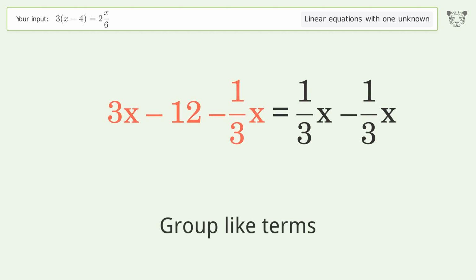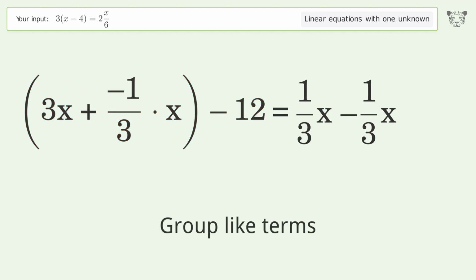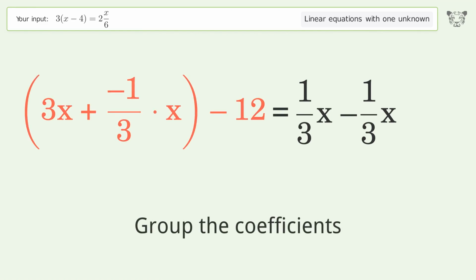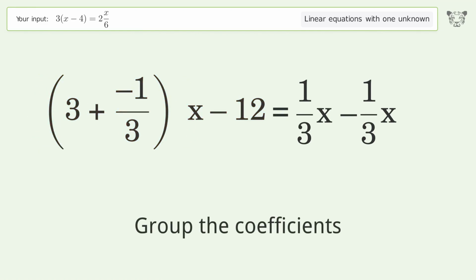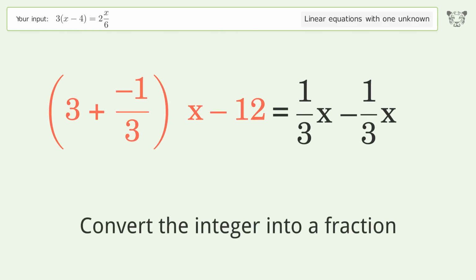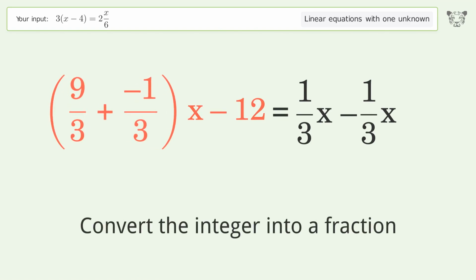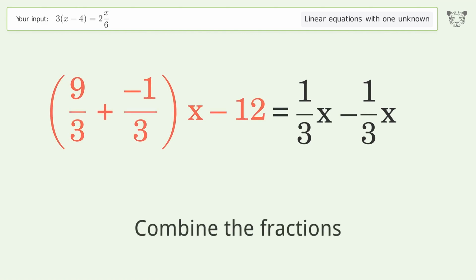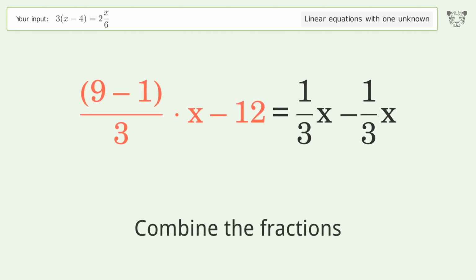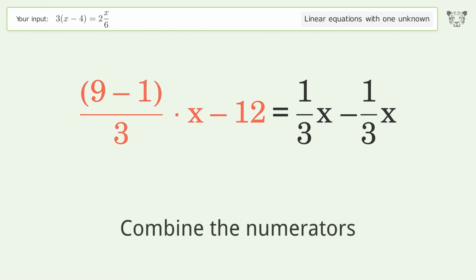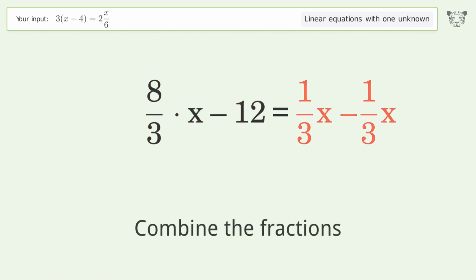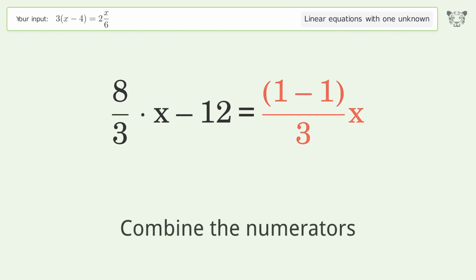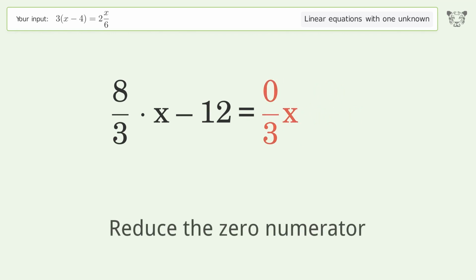Group like terms. Group the coefficients. Convert the integer into a fraction. Combine the fractions. Combine the numerators. Combine the fractions. Combine the numerators. Reduce the zero numerator.